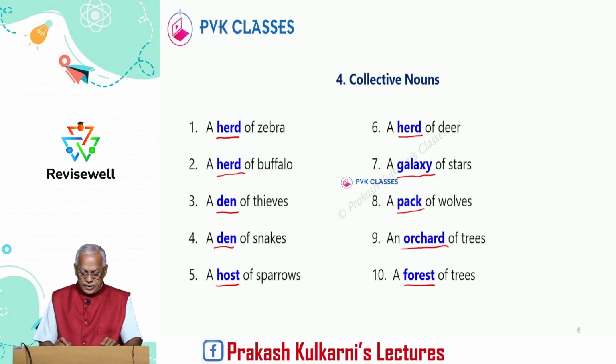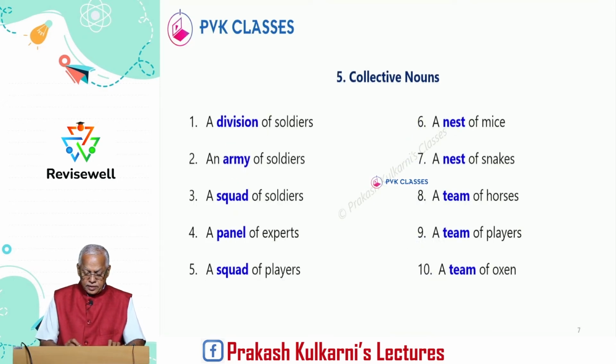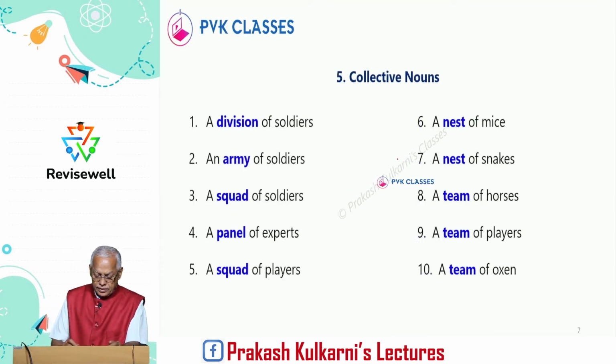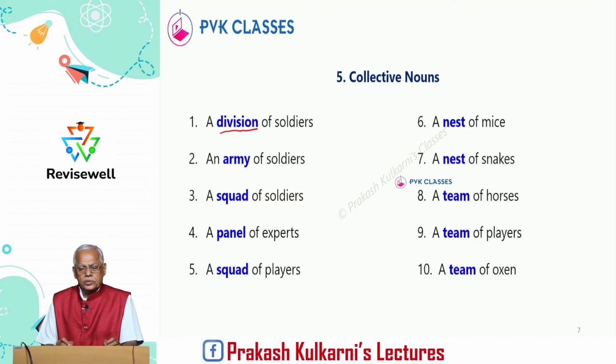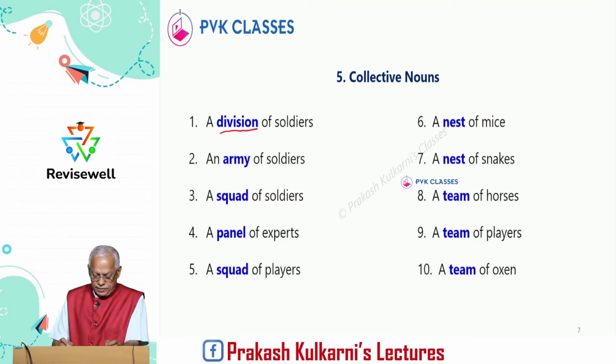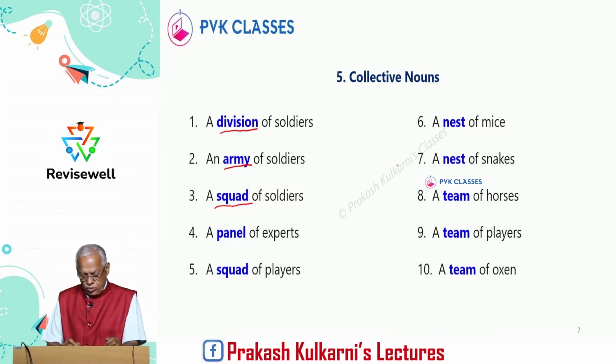So these are the collective nouns. Try to remember the answers which are given in the bold blue color words. So coming to next one, now here you can see a division of soldiers. So collective noun refers to people. An army of soldiers, it is called army. A squad of soldiers, squad is also called.